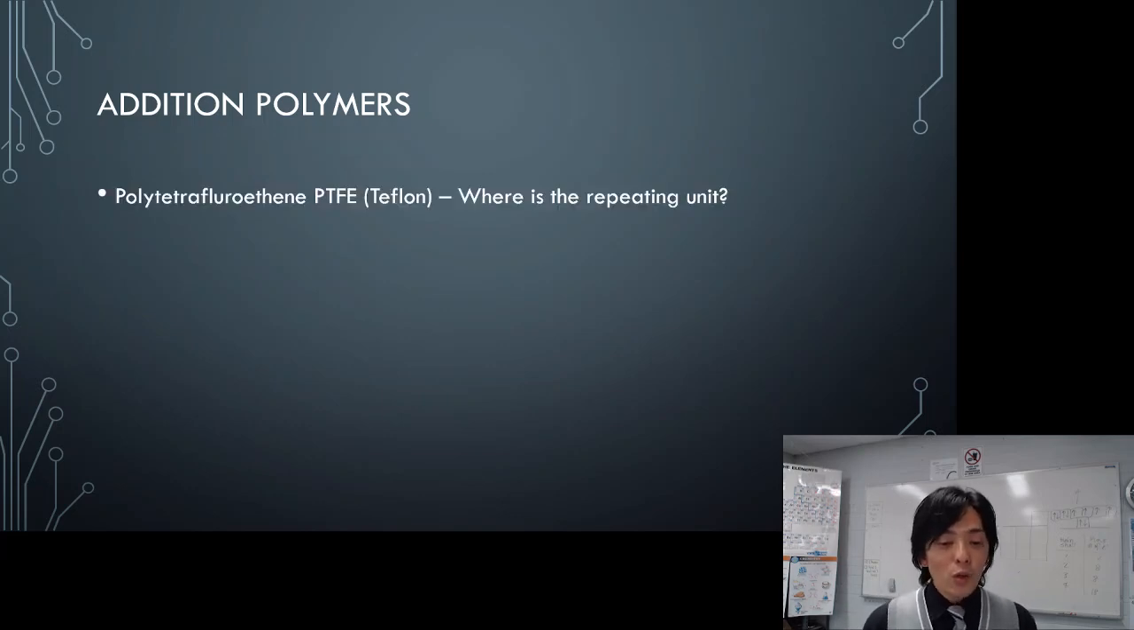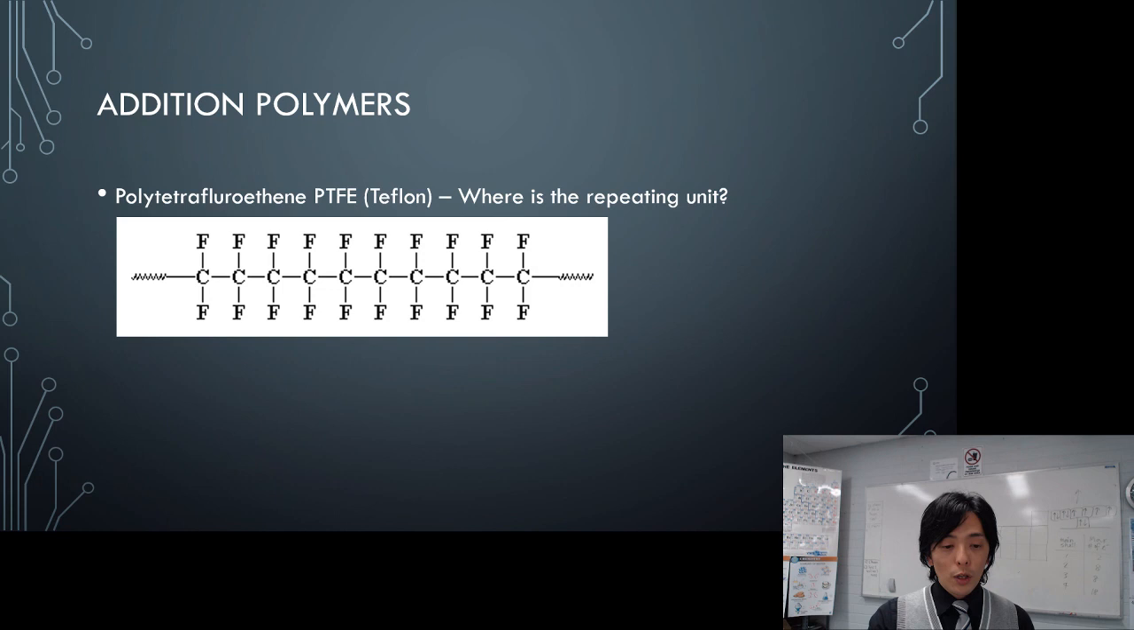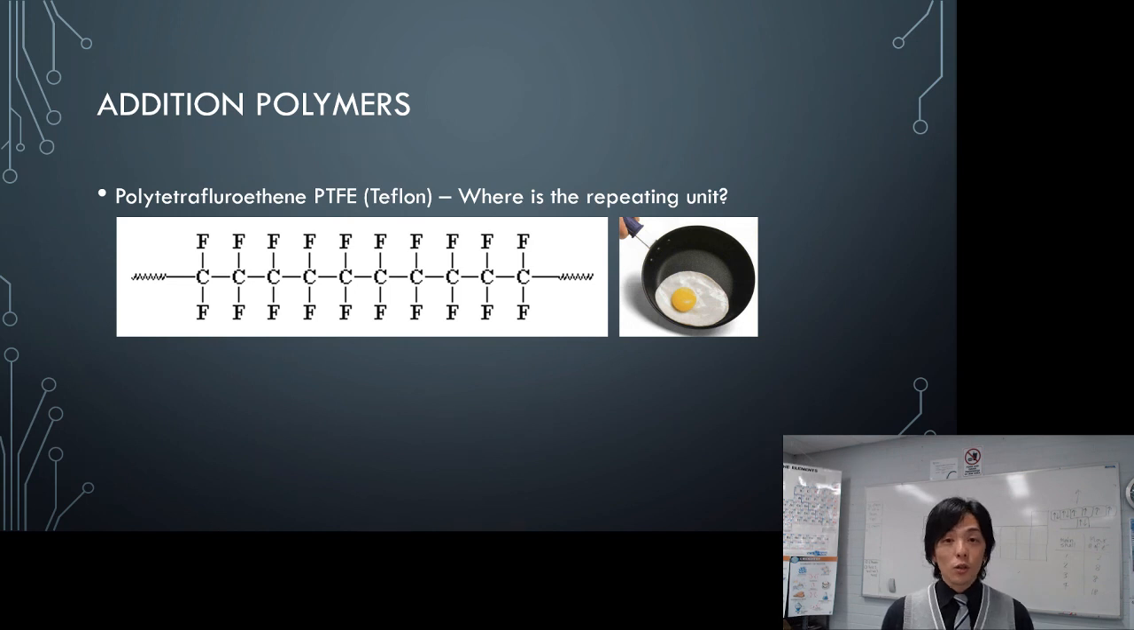How about polytetrafluoroethene, PTFE, or Teflon, as it is commonly known. It's a product name. Teflon has got the tetra, lots of fluoro groups attached to ethene. So that's what you'd start with. Hopefully you can recognize that. And hopefully you know what Teflon is used for. It's commonly used for non-stick frying pans. Can you see where the repeating unit is? I'm going to pause. 3, 2, 1. Here's the answer. So C2F4 would be the repeating unit.